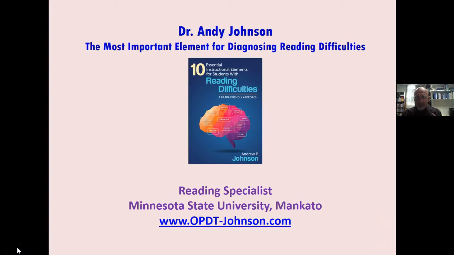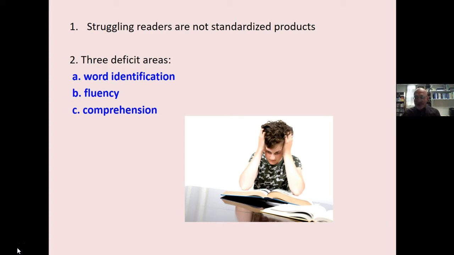We are looking at the most important element for diagnosing reading difficulties. First of all, we know that struggling readers are not the same. They're not a standardized product. One size fits all does not work. There are three deficit areas students can struggle in: one, two, or all of these: word identification, fluency, and/or comprehension.